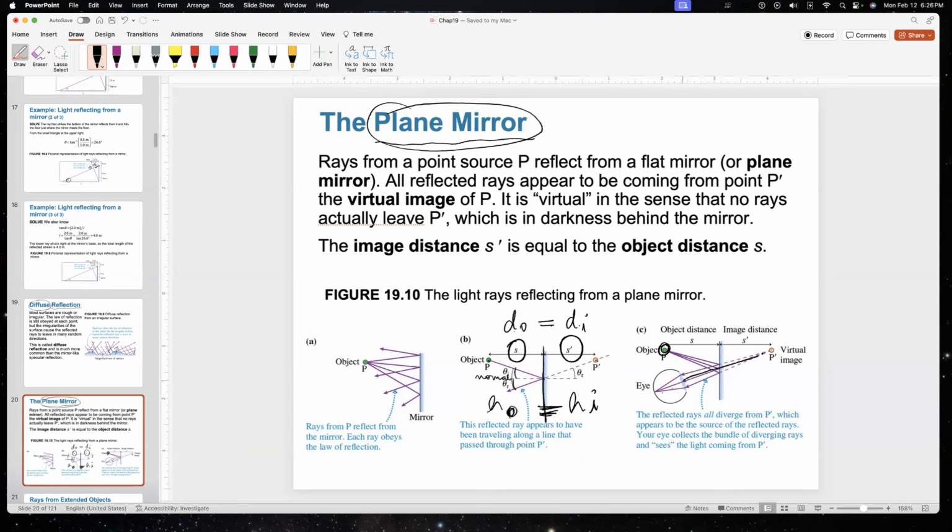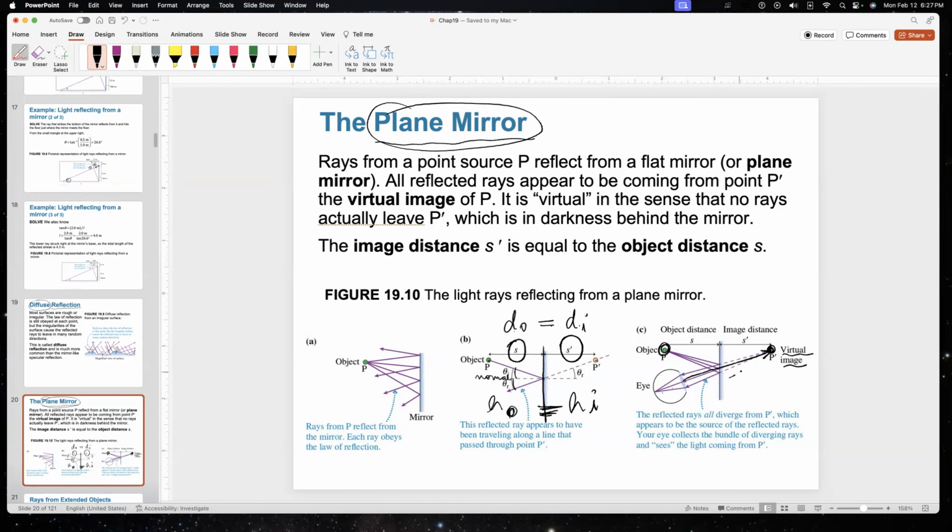So what is a virtual image? It's an image formed not by real rays of light. So, let's call it here in simple terms, a fake image. It's not formed by real rays of light. So no rays of light are going inside the mirror. Nothing is going inside the mirror. Everything's happening on the surface of the mirror and being reflected. So nothing is really entering the mirror.